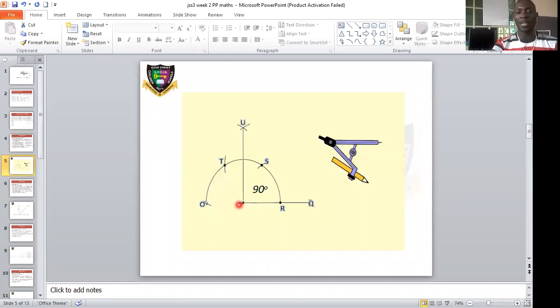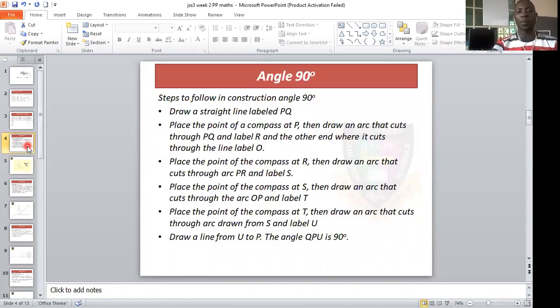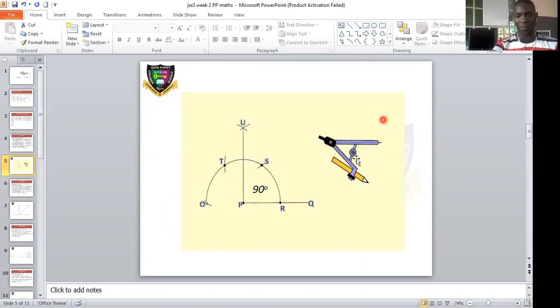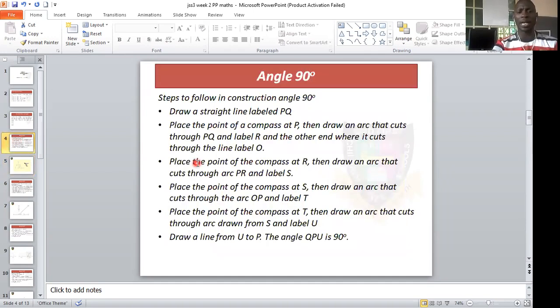Step 2 says place the point of the compass at P and draw an arc that cuts through PQ and label R. This is the compass with the pencil. Look at it very well. Place the point here at P and draw an arc that cuts through line PQ. This is line PQ, this is the arc, and this arc cuts through line PQ. This point of intersection on the line PQ, we label it R. So step 3 says draw, and the other end where it cuts through the line, label O.